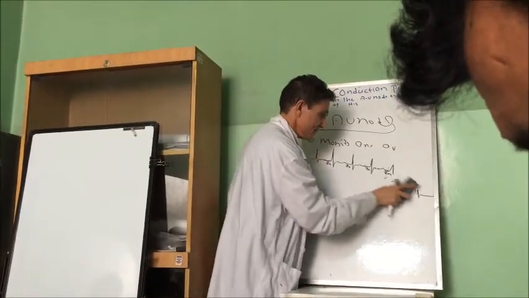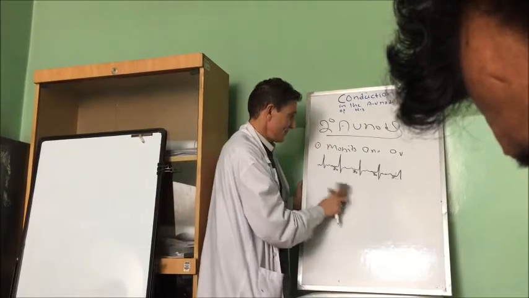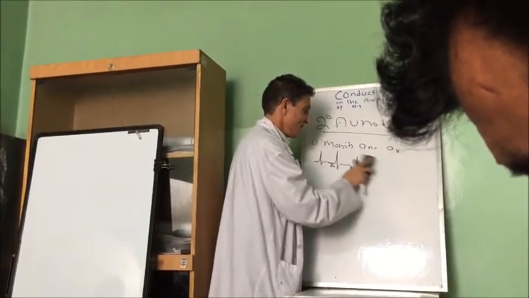Some atrial impulses are conducted to the ventricle, but some of them are not conducted. Finally, one P wave is not followed by a QRS complex.